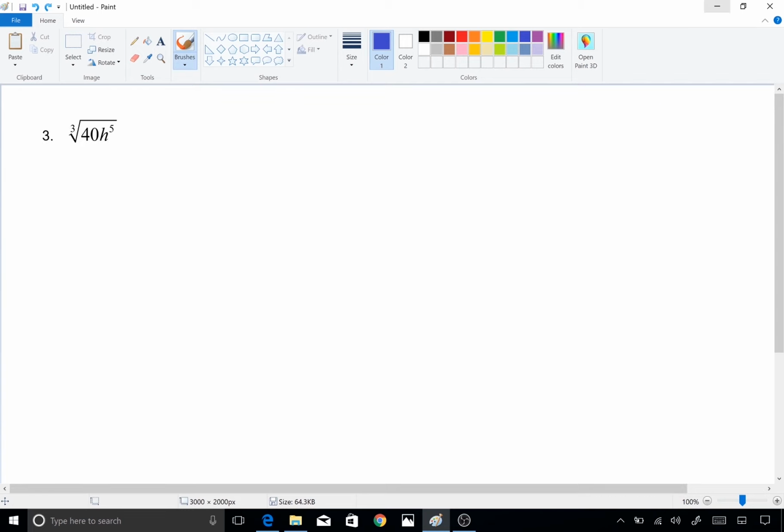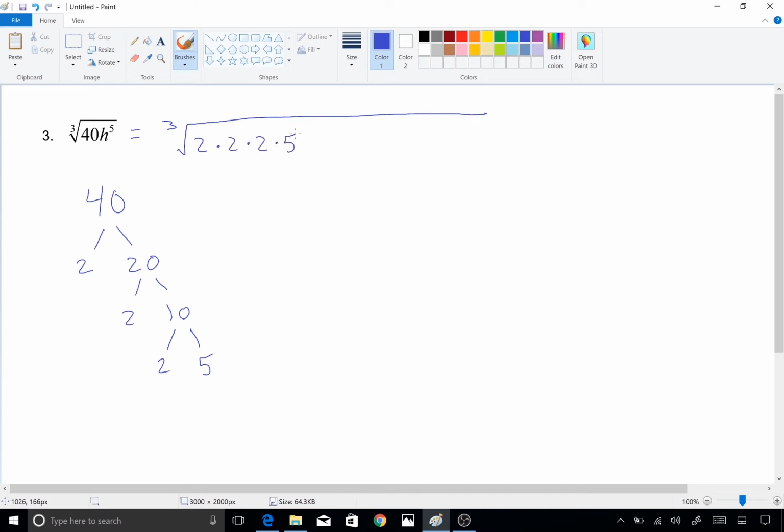The third root of 40 times h to the 5th. Now we're looking for groups of 3. 40 is even, so first we divide by 2, and that gives us 20. Divided by 2 is 10. That's even. We divide by 2 again and get 5. 5's a prime. That means the prime factorization of 40 is 2 times 2 times 2 times 5.